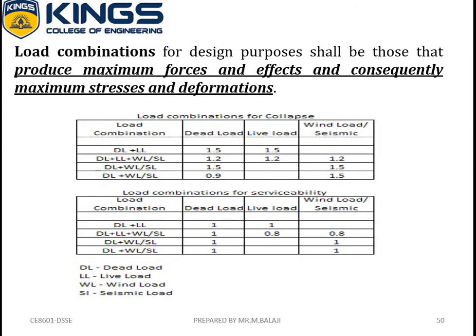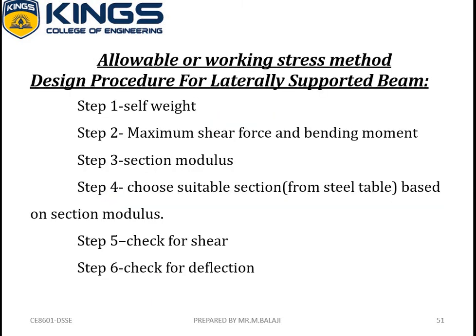Load combination produces maximum forces and effects and consequently maximum stresses and deformation. First one is load combination for collapse or strength. Next one is load combination for serviceability. So this is the allowable or working stress method. Design procedure for laterally supported beam. Allowable stress method is nothing but working stress method.